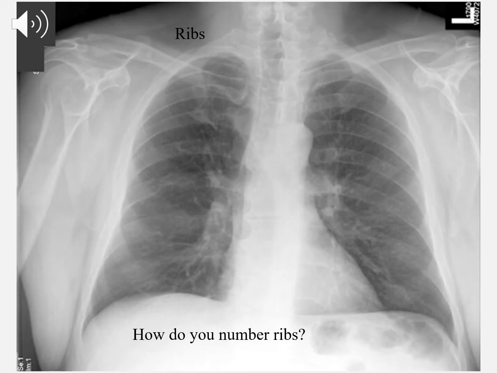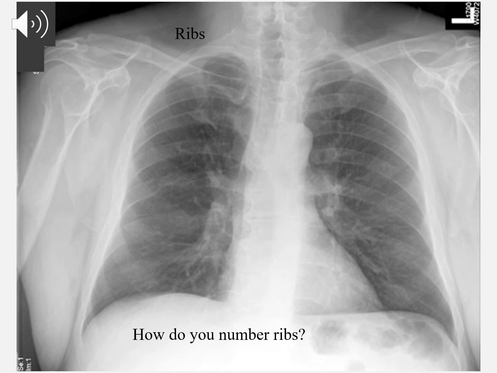So rib fractures, a few things to talk about. Numbering ribs, counting ribs. That seems to be a difficult thing for a lot of people. How do you count ribs? How do you determine anterior ribs versus posterior ribs? So let's look at this chest x-ray. First off, is it centered? Can you tell? It looks a little rotated. That right clavicular head looks a little closer to the spinous processes.